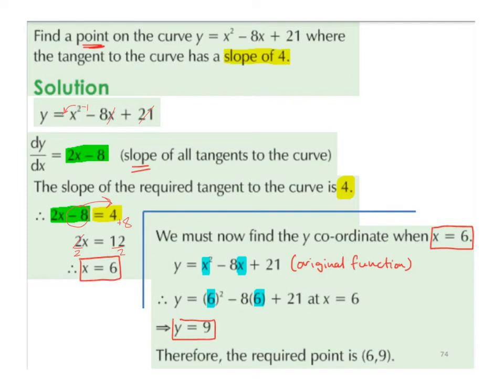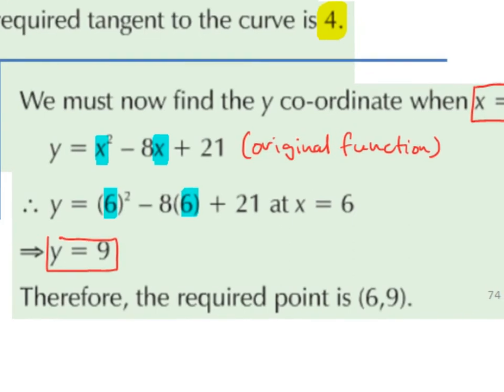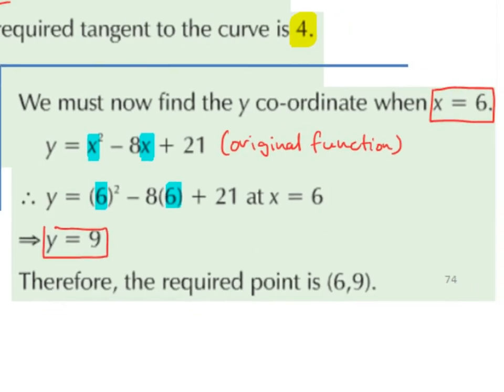So what we do is we go back to our original function, which is y equals x squared minus 8x plus 21. That was given in the question. Because remember, we're asked to find a point on the curve. We have an x value, now we need a y value. But you must substitute your x value into the original function. So we take each x value here highlighted in blue, and we swap it for 6 with brackets around it. You have to have brackets.